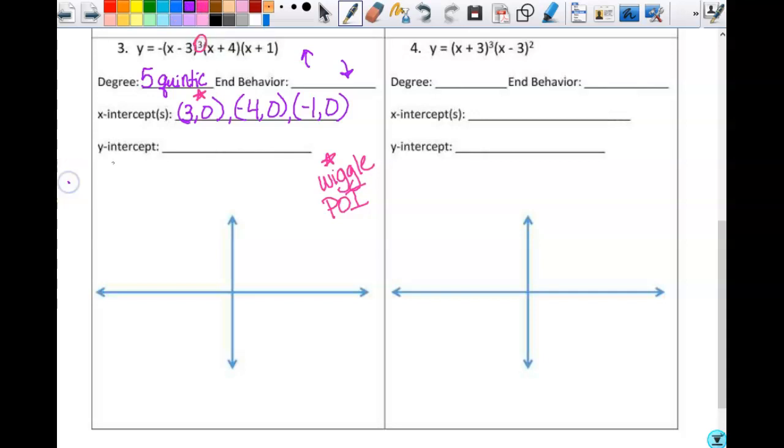So when I'm finding the y-intercept, I'm substituting in 0 for x, but everything else has still got to be there. So I've got this negative sign, and then I'm going to have negative 3 to the third power times 4 times 1. Okay? So negative 3 to the third power is going to give me a negative 27, and then that's going to become negative, so that means it's a positive 27, so that I now have 27 times 4.